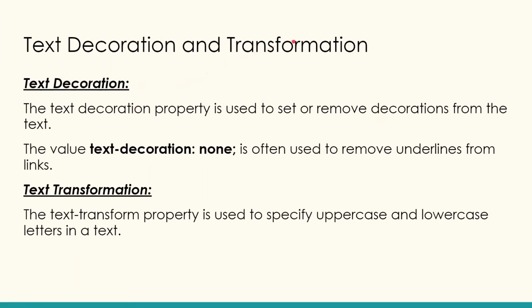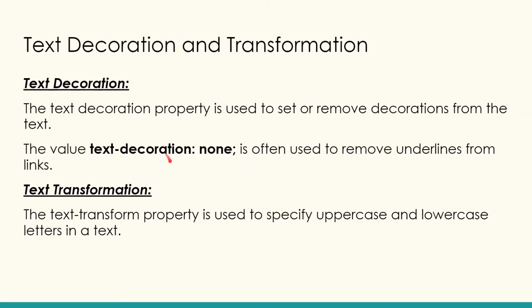Next, we have the text decoration and transformation. The text decoration property is used to set or remove decorations from the text. Usually this is anything to do with lines. There are overlines, where a line goes over the text. There are underlines, which of course go under the text. And there is line through, which means a line goes through the text. It's like crossing out the text.